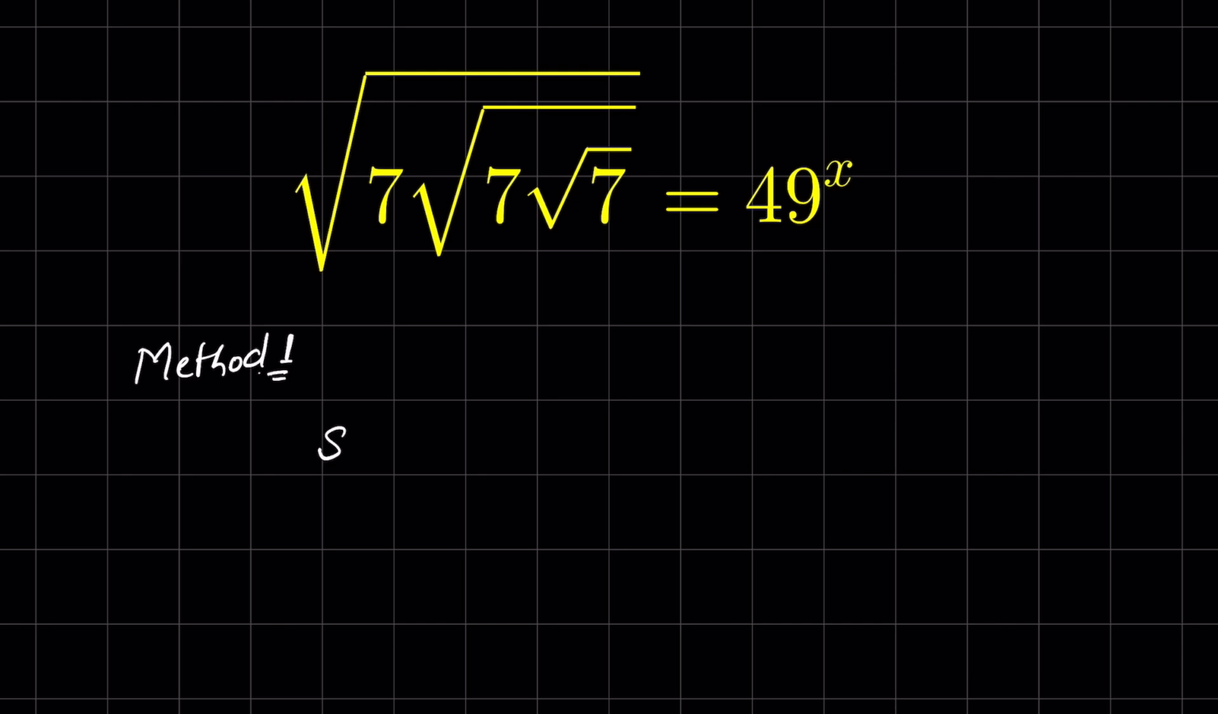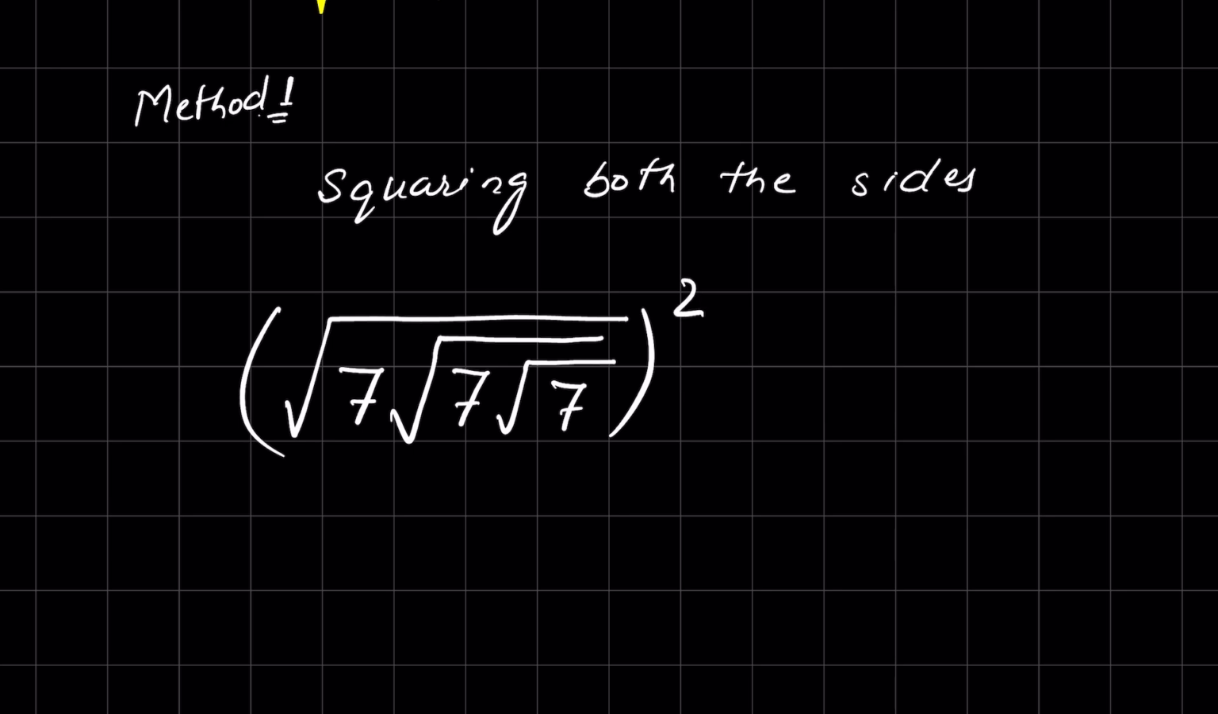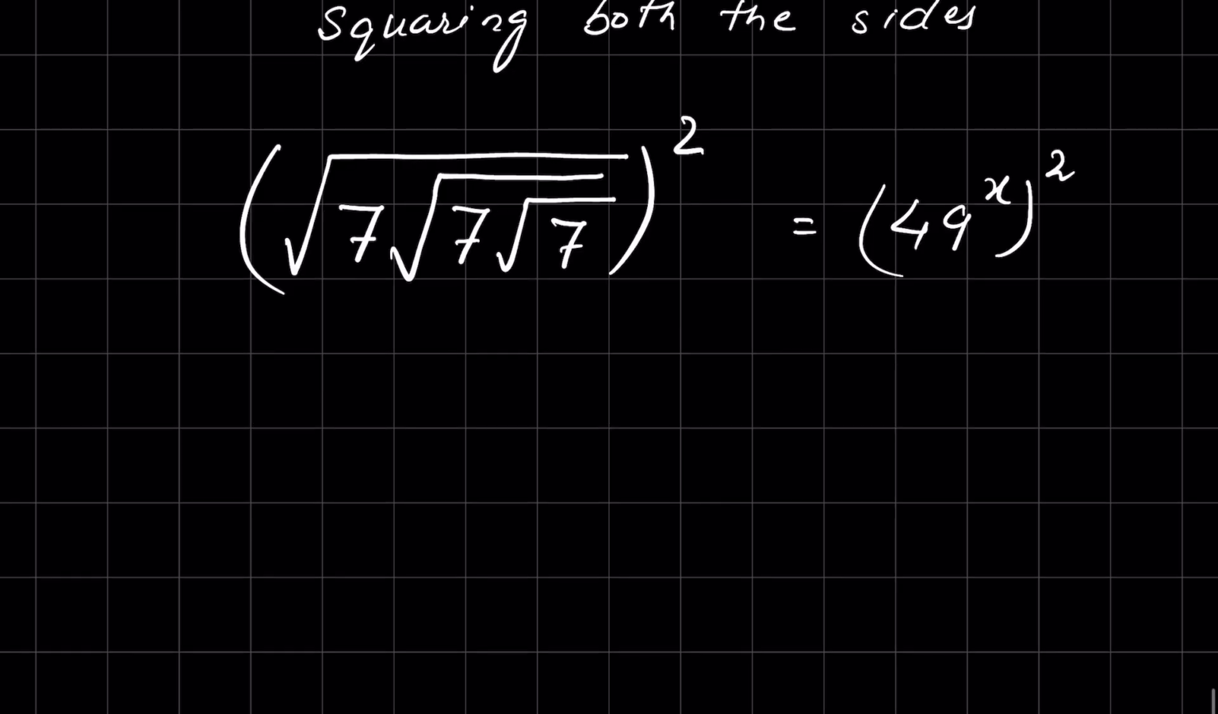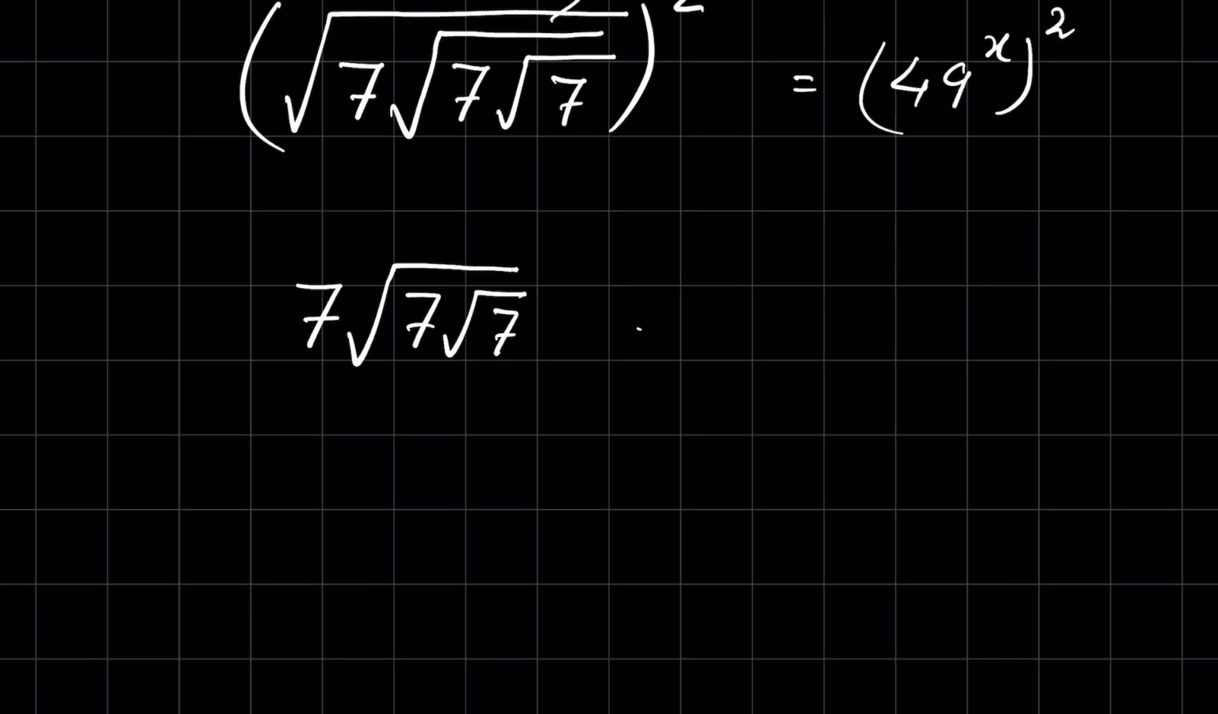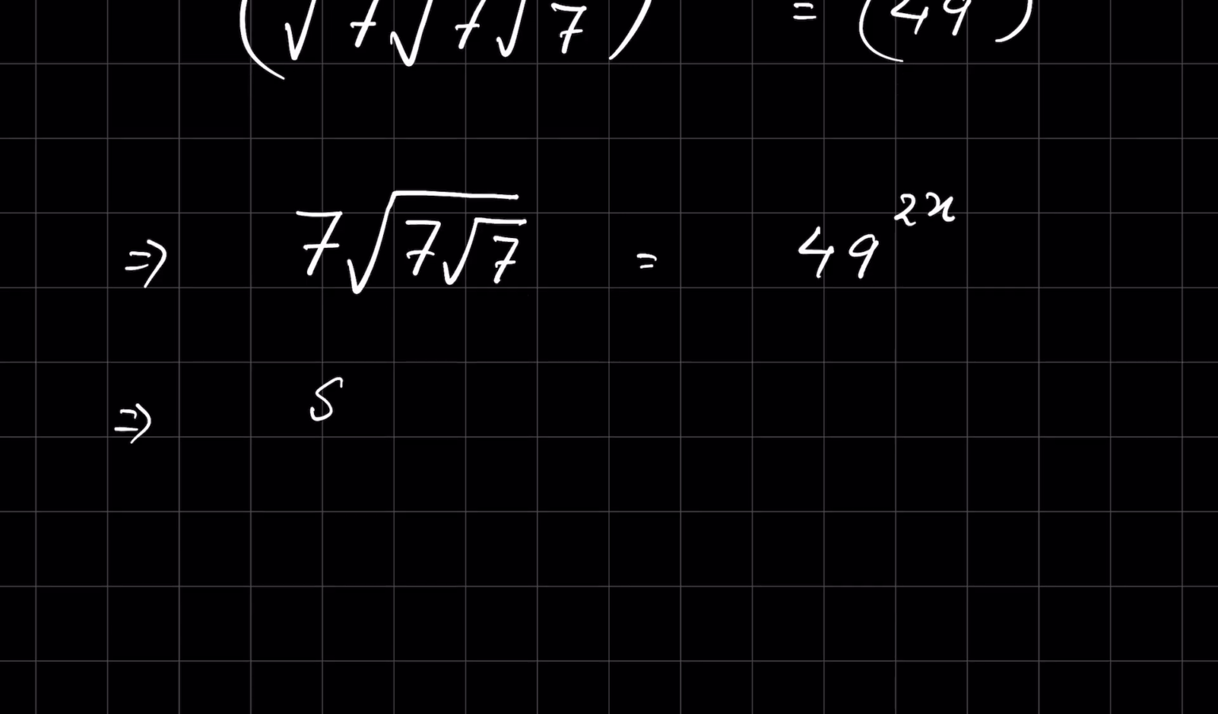We square both the sides. So we square it, and on this side also 49 raised to the power x, we square it. Now this square removes the square root. Now this is 7 times square root of 7 times square root of 7 is equal to 49 raised to the power of 2x. Again we square both the sides.